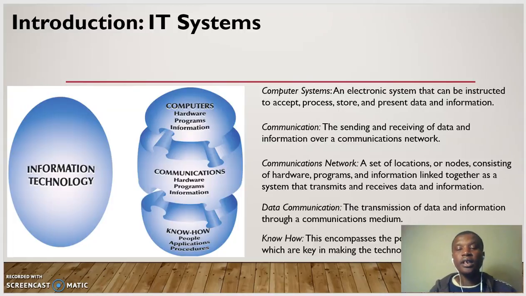In this diagram, IT comprises of computers, communications, and know-how. Computers is the systems that allow you to accept, process, store, and present data and information. Communications enables you to transmit or to send that data and information over a network. And this is where your WAN or LAN comes into play. Know-how is your people and process aspects which enable the technology to work.